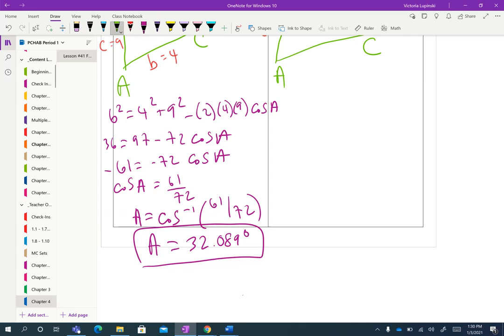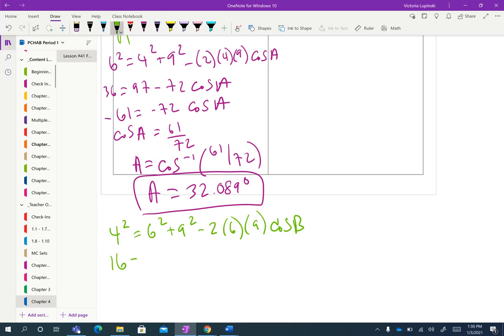Then notice from here, we need to solve for a second angle. So let me change colors and let's solve for angle B. In this case, we're going to use the B value on this side. So 4 squared is going to be equal to the other 2 sides squared. So 6 squared plus 9 squared minus 2 times those 2 sides, and then cosine of B. So 16 is going to be equal to, that's 36 plus 81. So 36 plus 81 is 117 minus 108 cosine of B.